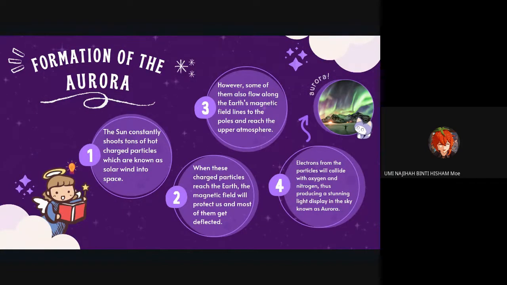As we have learned before, the particles that erupted from the sun will travel around the space, and once they reach the Earth, some of the particles will get deflected by the Earth's magnetic field, and some will flow along the lines until it reaches the upper atmosphere. So, once they reach the top, this is where the formation of aurora will take place. The electrons will collide with particles of gases such as oxygen and nitrogen, creating a spectacular beautiful light. And now I'll pass to Aira.